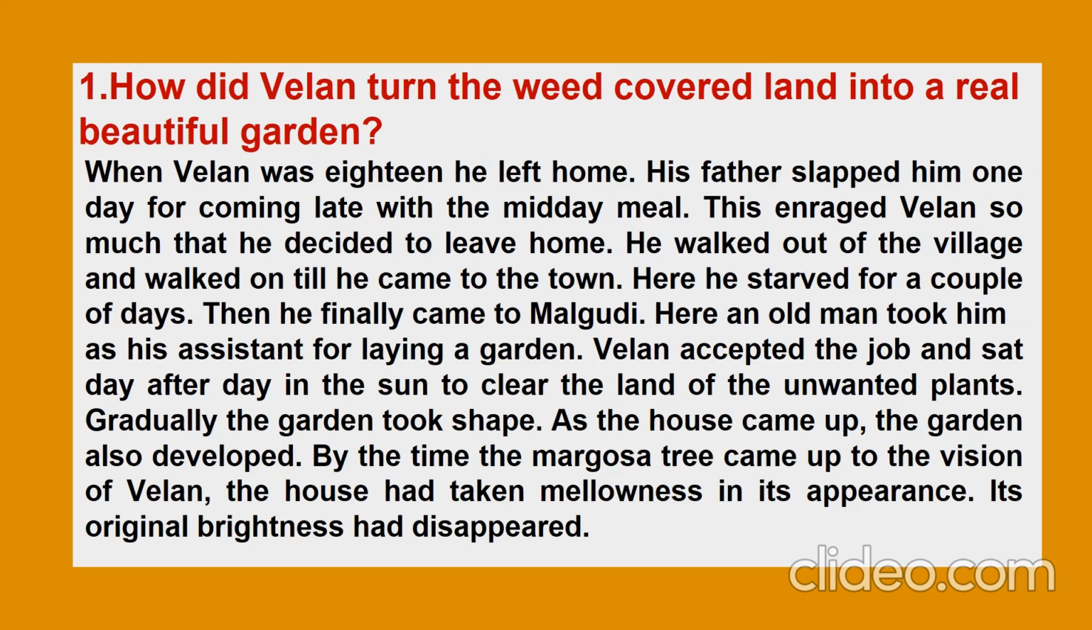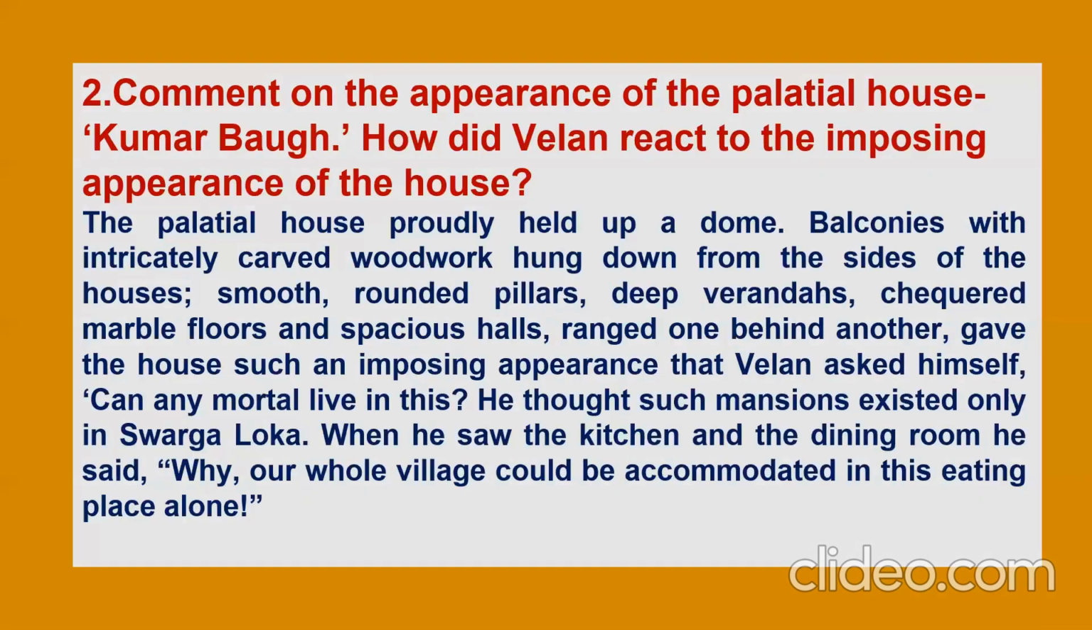Here an old man took him as his assistant for laying a garden. Velen accepted the job and sat day after day in the sun to clear the land of the unwanted plants. Gradually, the garden took shape. As the house came up, the garden also developed. By the time the Margosa tree came up to the vision of Velen, the house had taken mellowness in its appearance, its original brightness had disappeared.